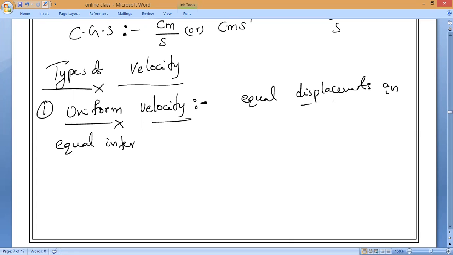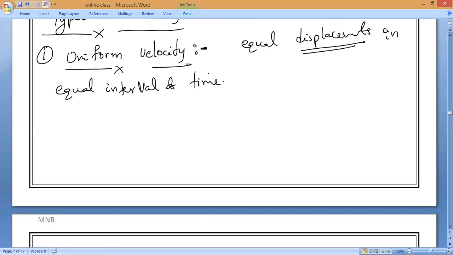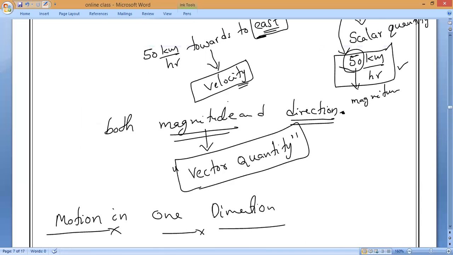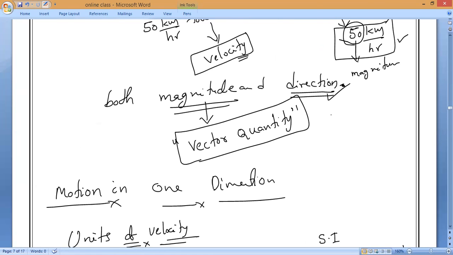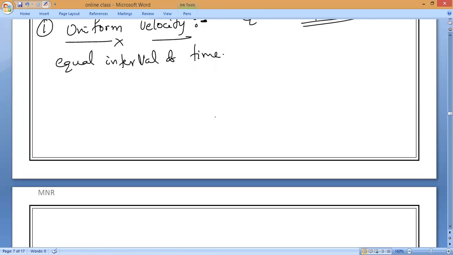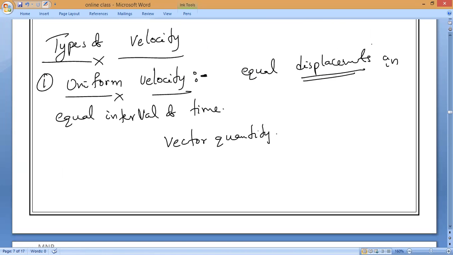Why are we using displacement here, Gokul? Sir, velocity is a displacement. No, velocity is not a displacement. We use displacement here because velocity has both magnitude and direction. Which quantity is it, guys? Vector quantity. Do you understand? It is a vector quantity, so that is why we use displacement: equal displacements in equal interval of time we call uniform velocity.